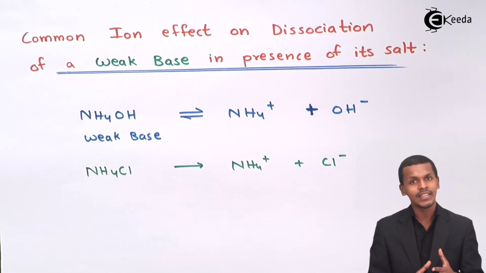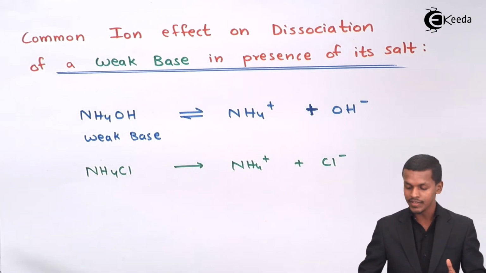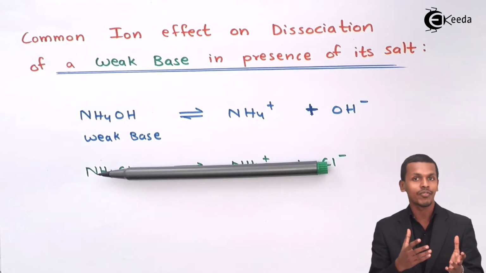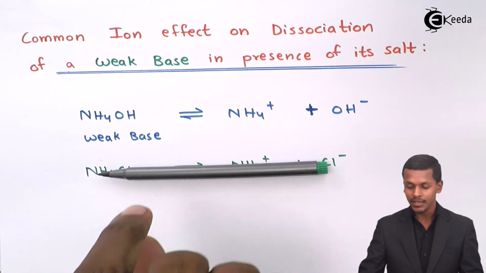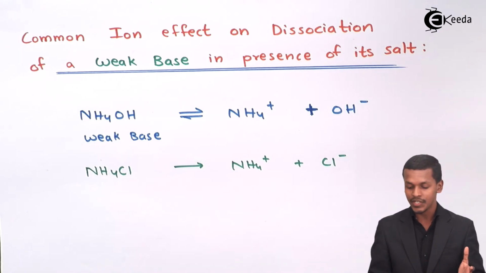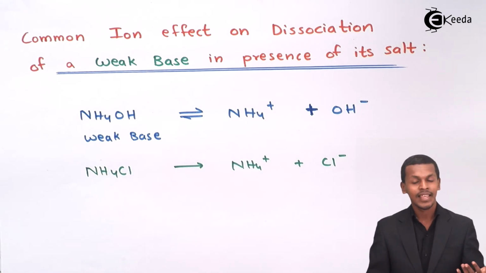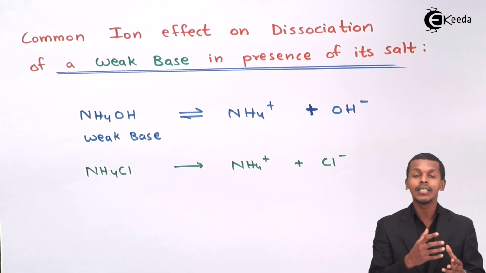But what if the solution consisted of only NH4OH? Then it would have given us the concentration of NH4 plus along with OH minus ion. But since we are adding NH4Cl, which dissociates completely into NH4 plus and Cl minus, it will increase the concentration of NH4 plus ions in the solution. And that leads us to the principle known as Le Chatelier's principle.